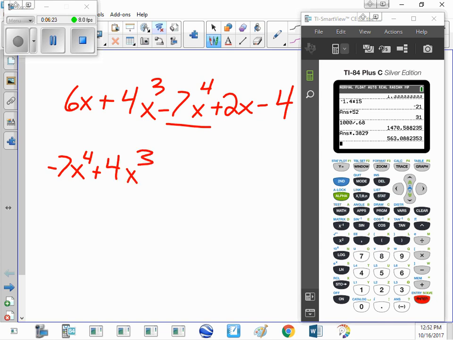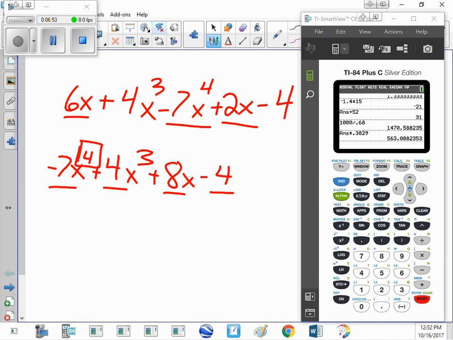And now I don't have an x squared term, but I have 2 x terms, and they turn into plus 8x minus 4. That is now written in descending order. We started with the largest exponents, and we worked our way down. Now that we have it simplified, how many terms does it have? 4. 1, 2, 3, 4 terms. What's its degree?